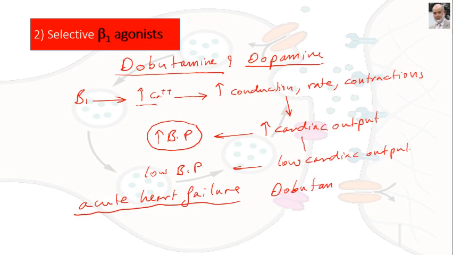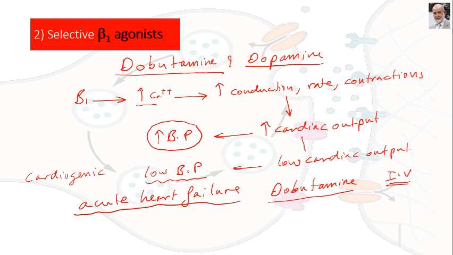dobutamine is selective. It is used intravenously in acute heart failure. It is given by intravenous injection. Therefore, this is a very important clinical application of dobutamine. It is given in acute heart failure to increase the cardiac output and therefore increase blood pressure. We know that the low blood pressure produced by low cardiac output, if it is severe, leads to what is known as cardiogenic shock.